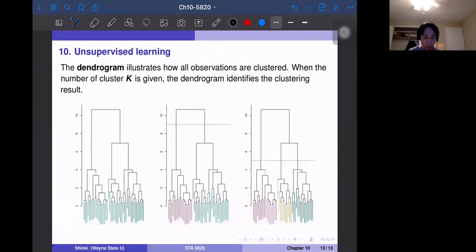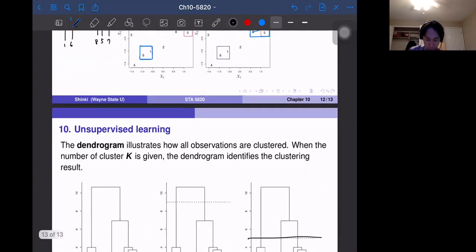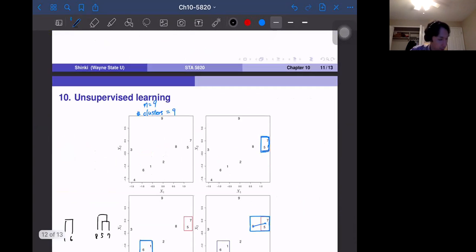After that, we can decide the number of clusters. This dendrogram itself is the result of the classification. But if you assume that we have 3 groups, then we can just cut at this point. Then we have the first group, second group, and third group. For implementation, you can see the textbook.